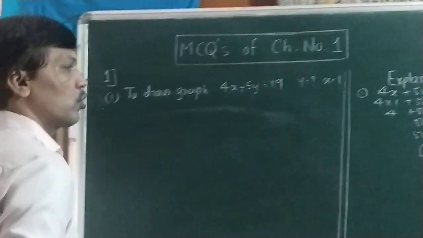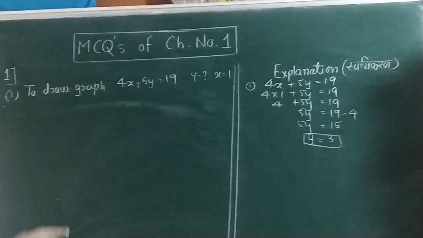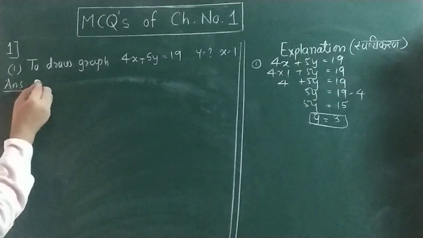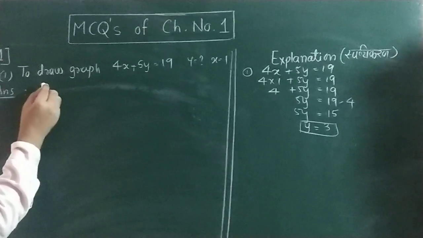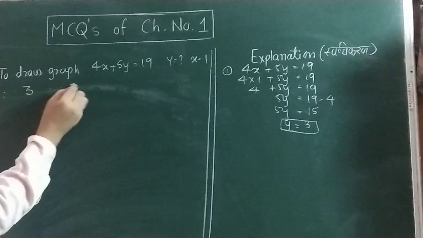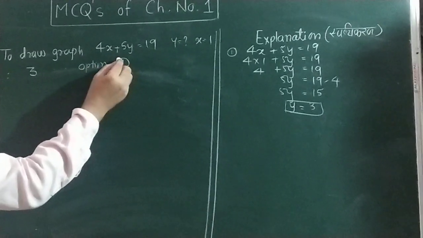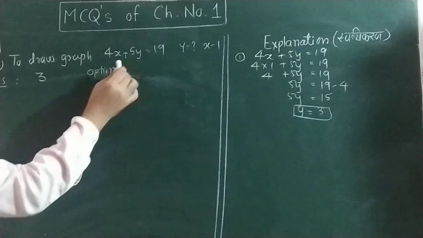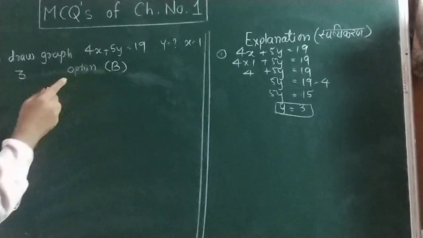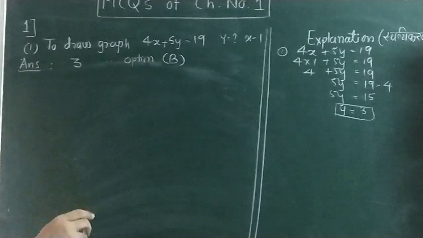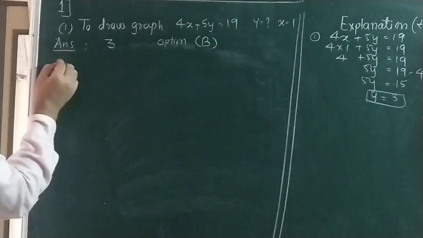No need to show the explanation. This is a rough one. So your answer is what? Answer is 3. And then write option B. B is your answer. Option, third answer is what? Answer is 3, but option B. So this is your perfect answer.